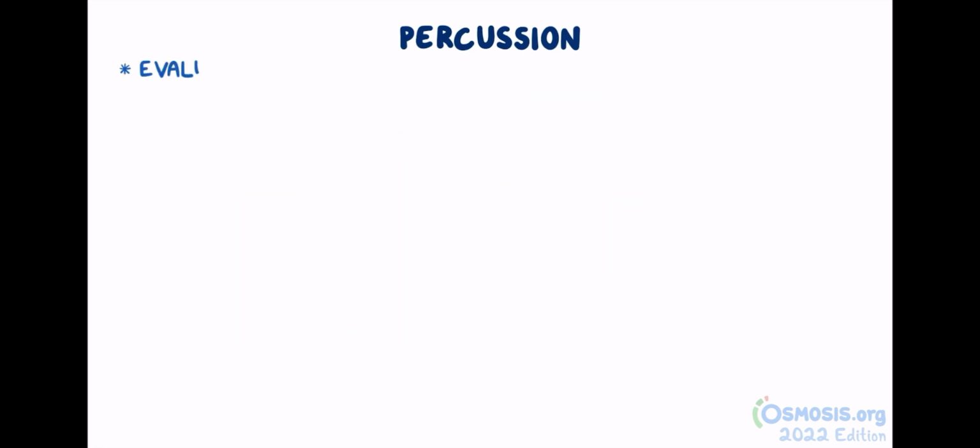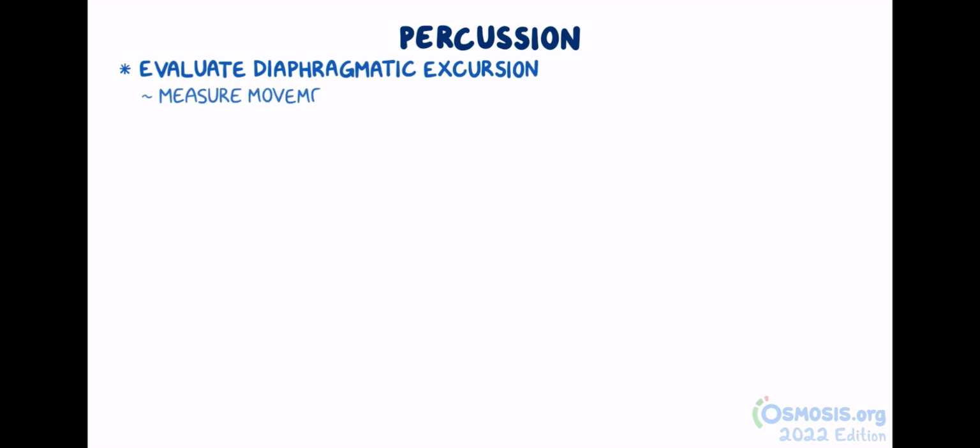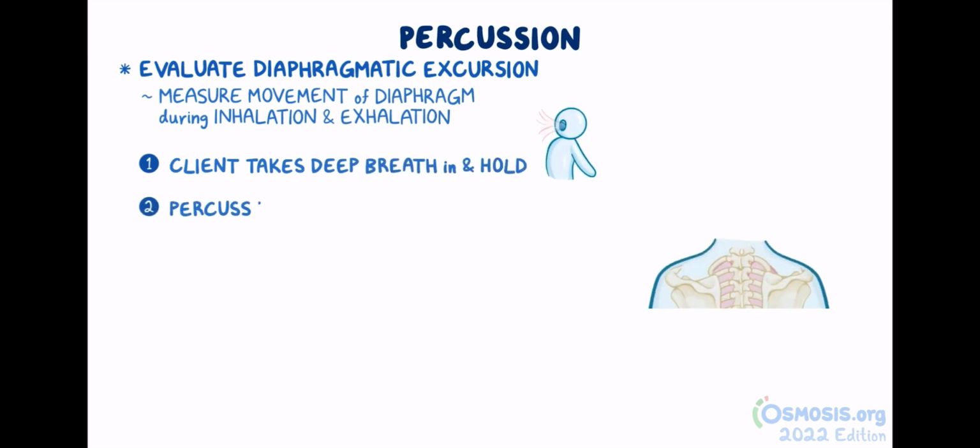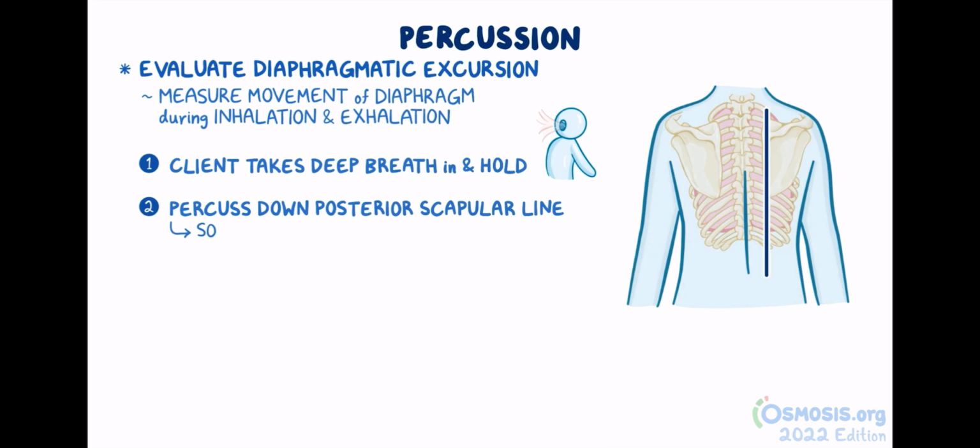Percussion can be used to evaluate your client's diaphragmatic excursion. This is where you measure the movement of the diaphragm during inhalation and exhalation. First, you'll ask your client to take a deep breath in and hold it, while you percuss down the posterior scapular line until the sound changes from resonance to dullness produced by the diaphragm. Mark this spot with a washable pen or a strip of tape.